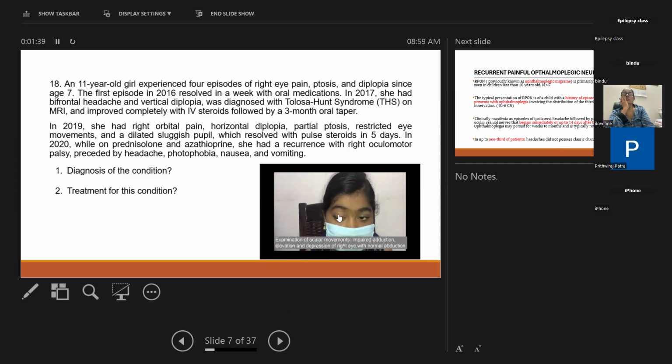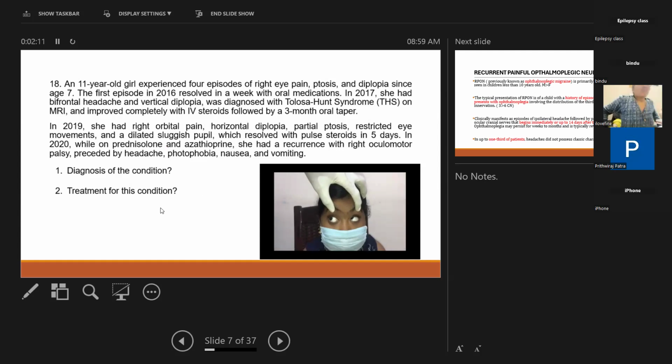The patient had right eye ptosis, impaired adduction, elevation and depression of the right eye with normal abduction. Only in the fourth episode did she present with characteristic features of migraine. In the previous episodes, the headache was not severe or characteristic of a migraine. It was initially treated as Tolosa-Hunt because she improved with steroids. But while on steroids and immunomodulators, she had recurrence again, and this time she had photophobia and typical migraine features.